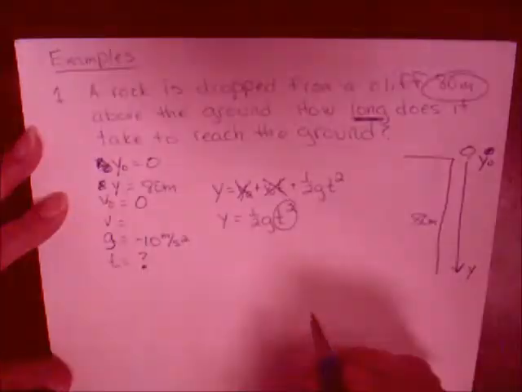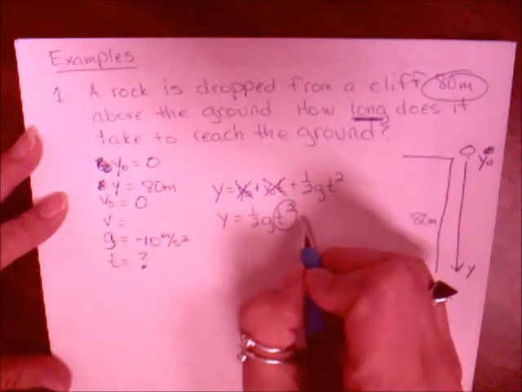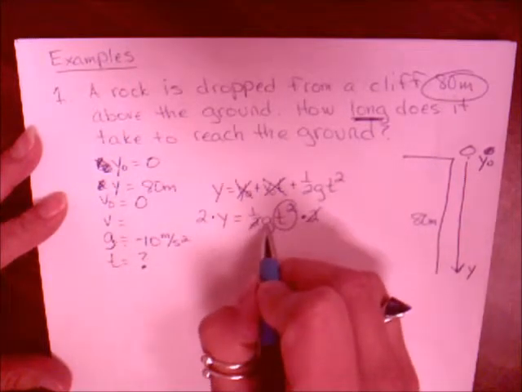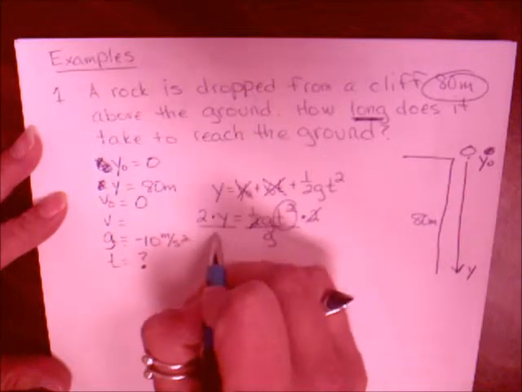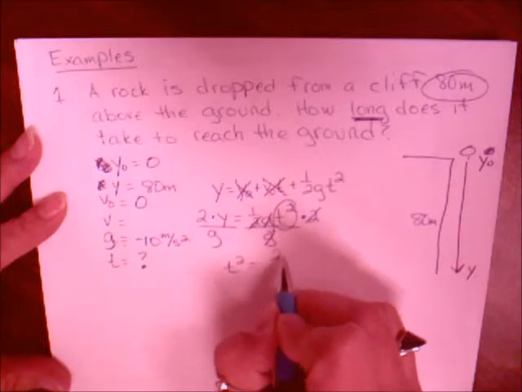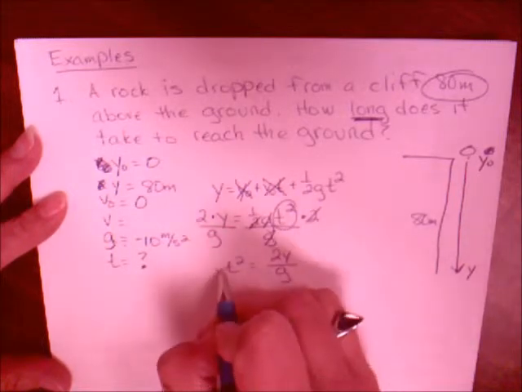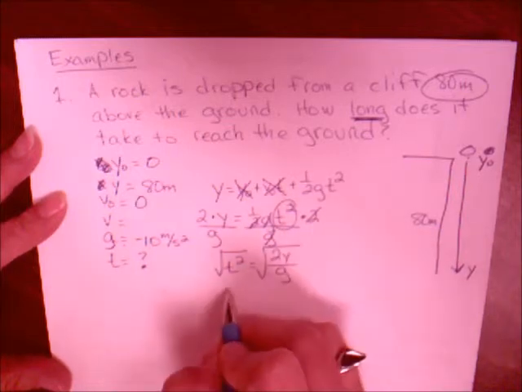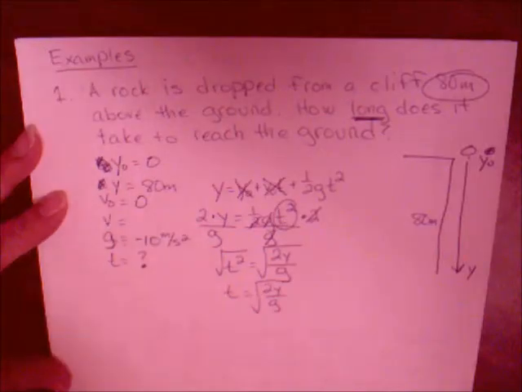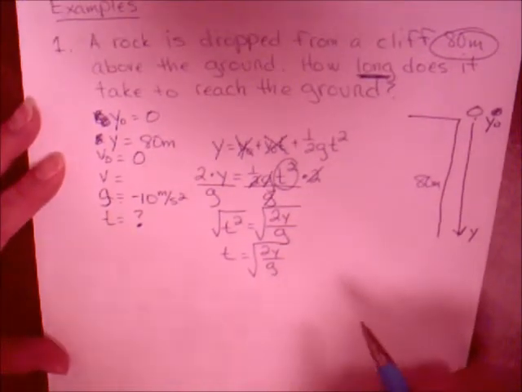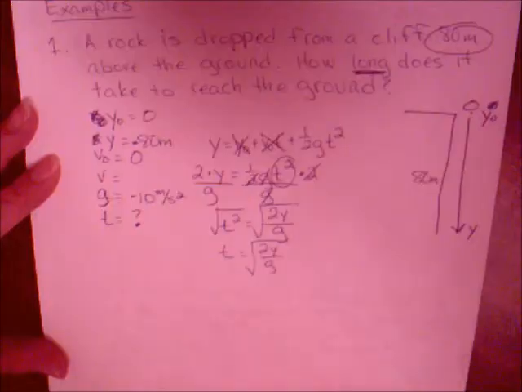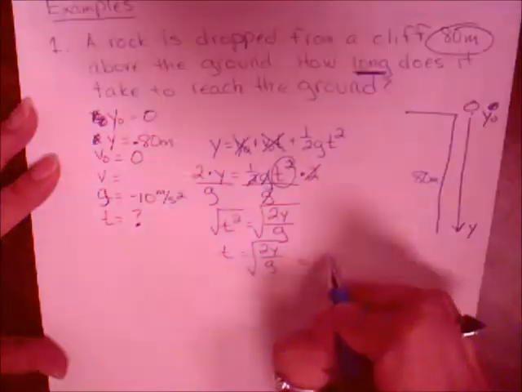They sound alike. So I need to move 1/2 by multiplication. The 2's cancel out. I need to move the g by division. The g's cancel out. And I'm left with t squared equals 2y over g. I need to square root both sides, and then I have t equals the square root of 2y over g. And because y is falling down, this actually should be a negative 80.